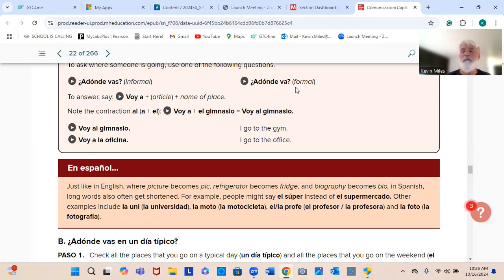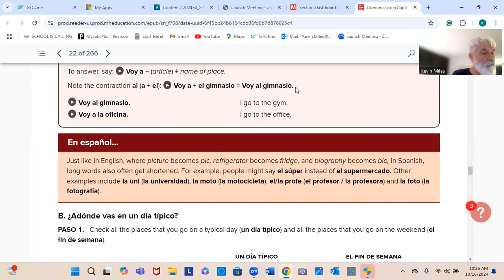But notice what happens. A plus el, the masculine the, contracts to al. There's very few contractions in Spanish. This is one of the major ones. Whenever you have the preposition a, to, before the masculine word for the, el, it contracts to al. So yo voy al gimnasio. If I'm going to the bank, banco, yo voy al banco. What if it's a feminine place? There's no contraction. Yo voy a la oficina. Okay, I think we're good with that.